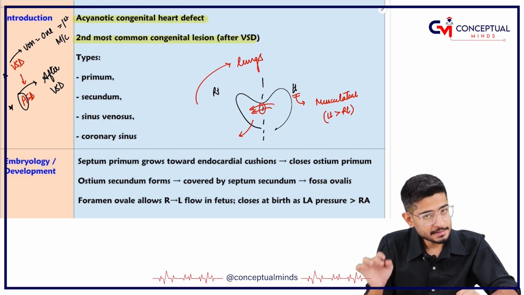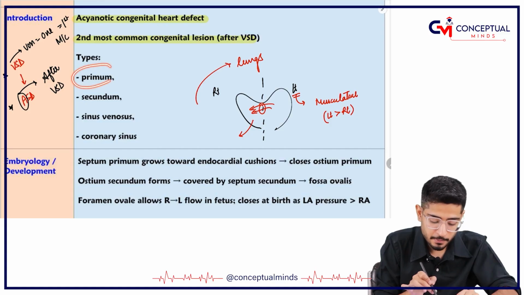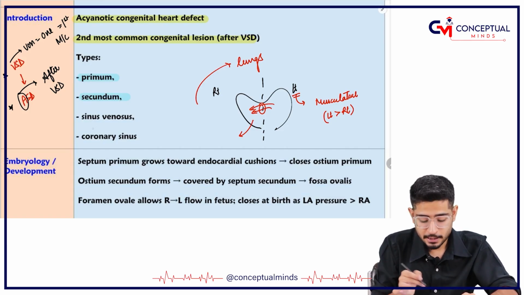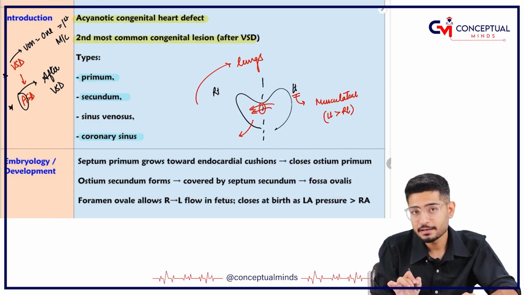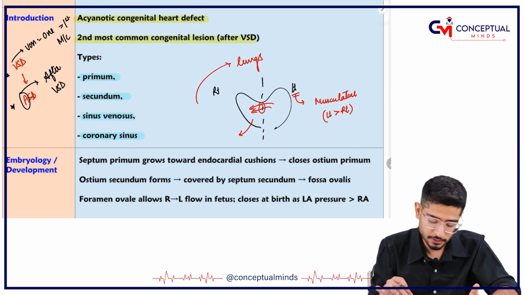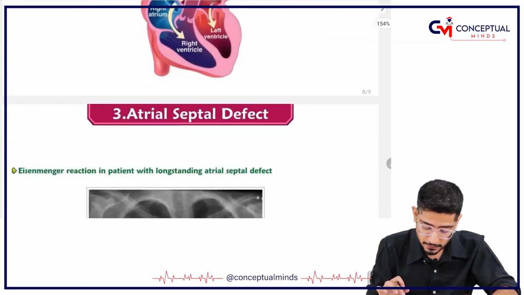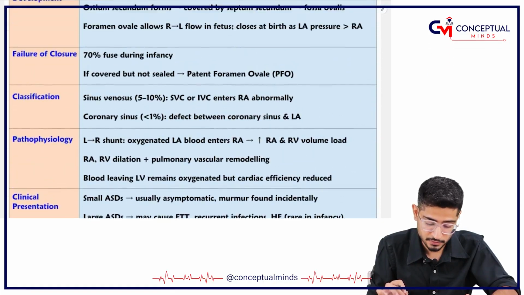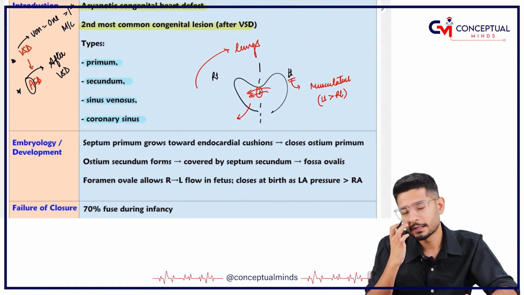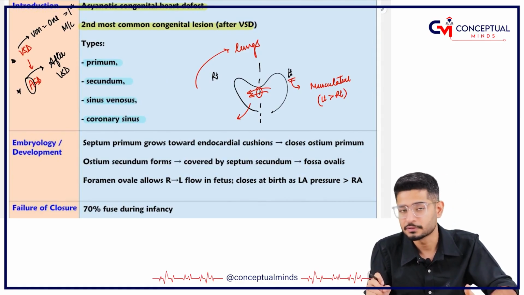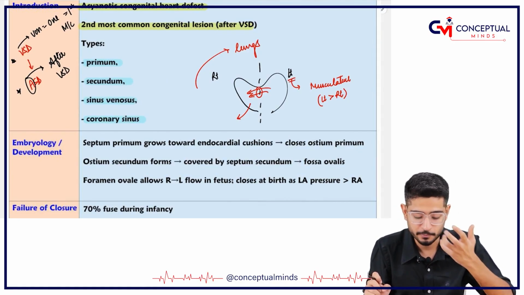Now this gap can be in the septum primum, so one type is primum, and another can be secundum. Another type can open into the coronary sinus, so that type is coronary sinus. Then it can open into the sinus venosus, so that is the sinus venosus type. These things you must know. Coronary sinus, sinus venosus, what are these? I'll give a quick revision from anatomy, or if you want a detailed discussion, just type in the chat box and I'll discuss this topic for you.